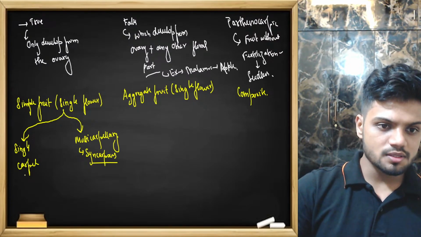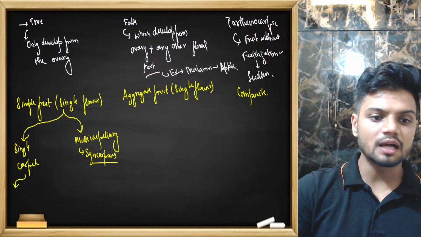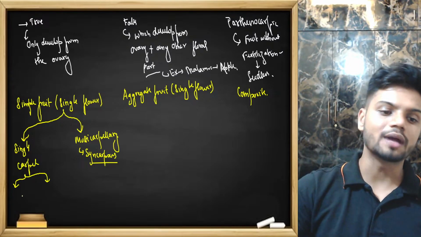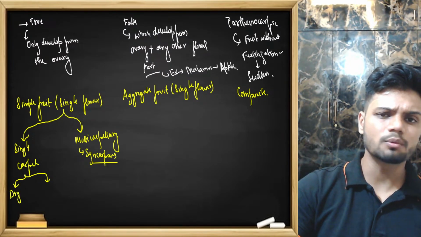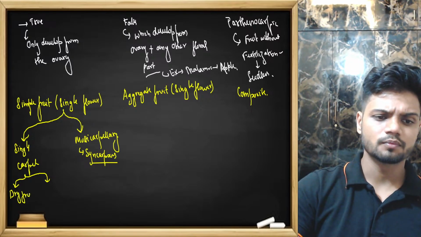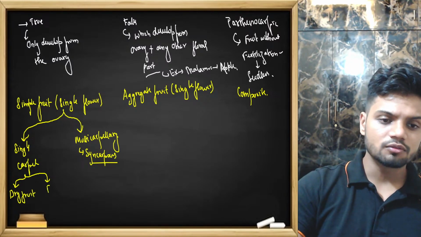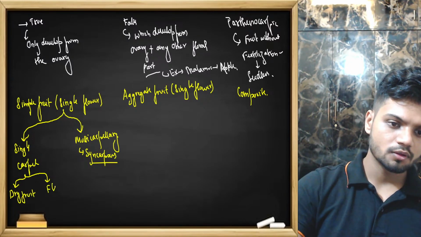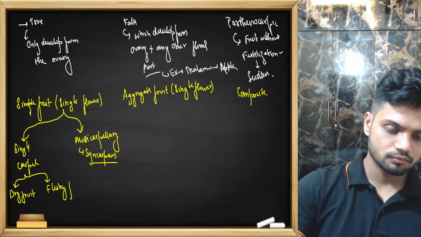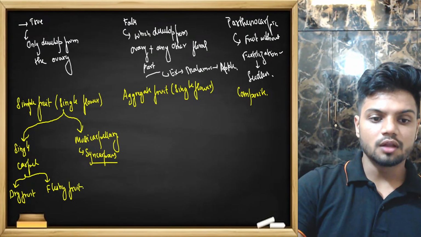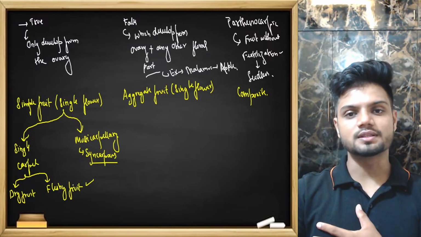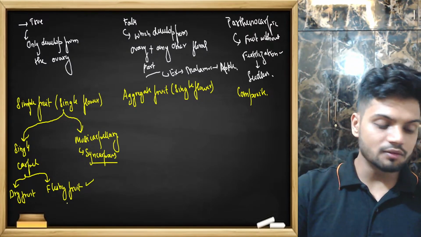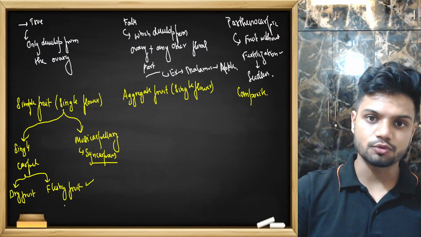Now this simple fruit is again further divided into two categories called dry fruit, not the ones like kaju and badam, a different type of dry fruit, and fleshy fruit. Now this is what is given in your NCERT. Out of all of this, this is given in your NCERT.